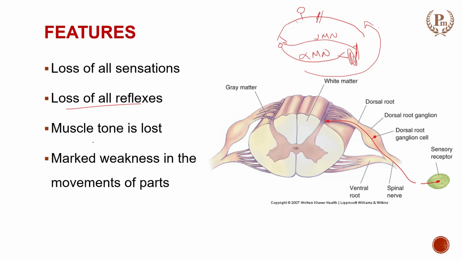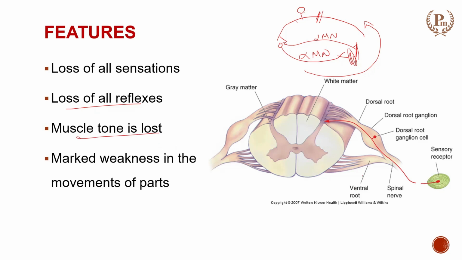How about the muscle tone? Muscle tone on the same side. Although there is no lesion of alpha motor neurons as such, there is no lesion at the anterior horn cell, since there is a lesion in the reflex pathway, we'll see that the muscle tone is also lost. Hence, what I told previously stands wrong, that there is no lower motor neuron lesion.